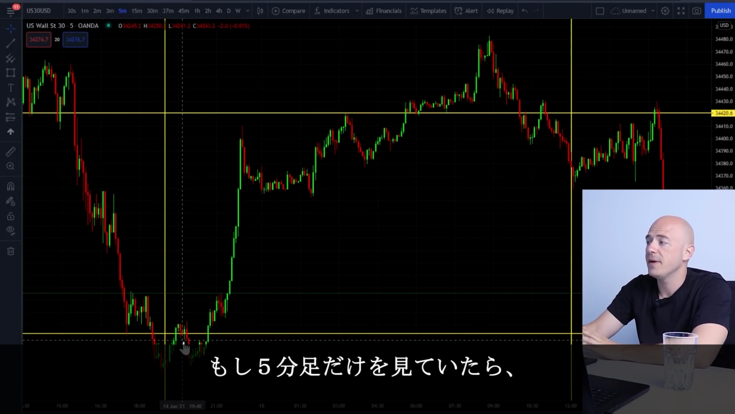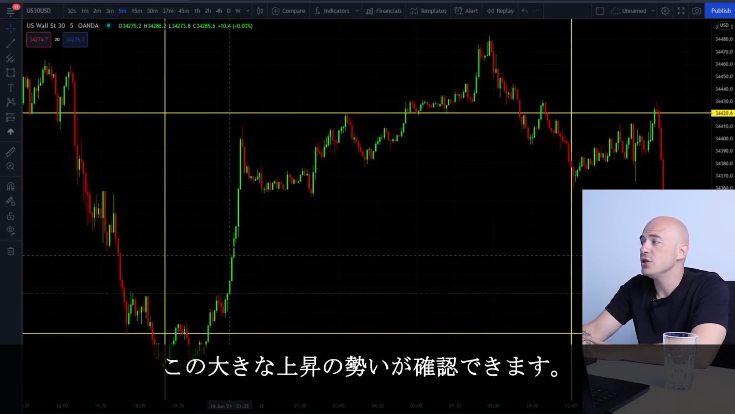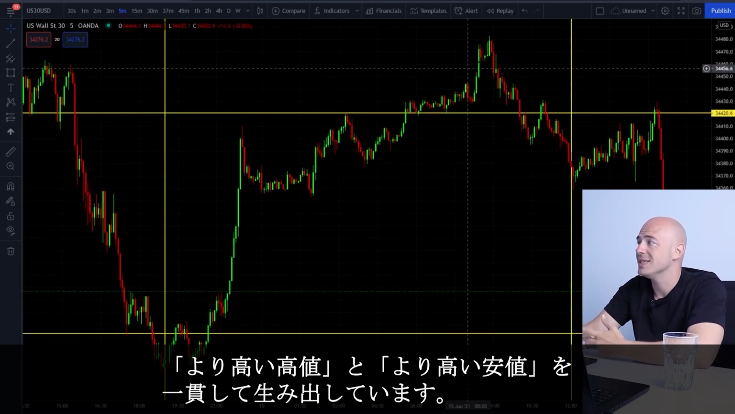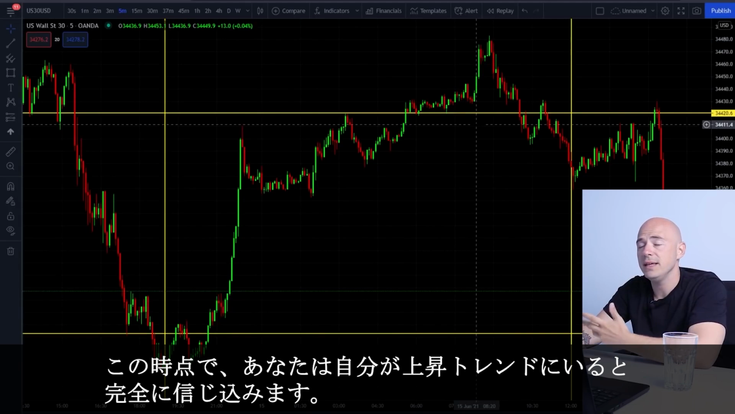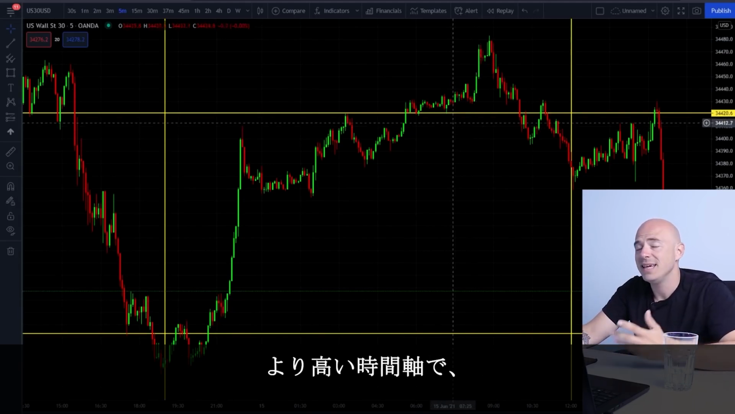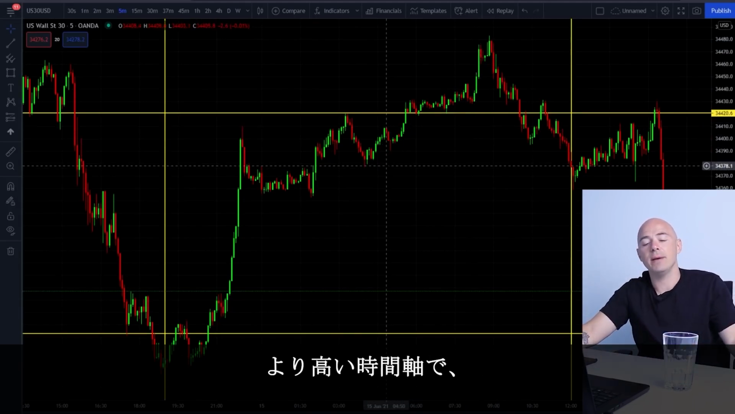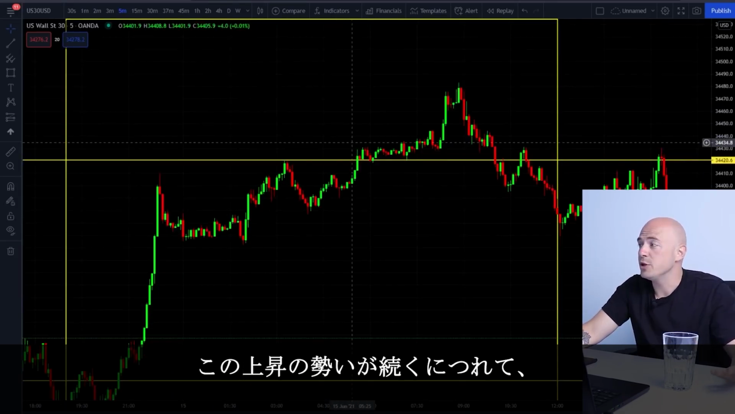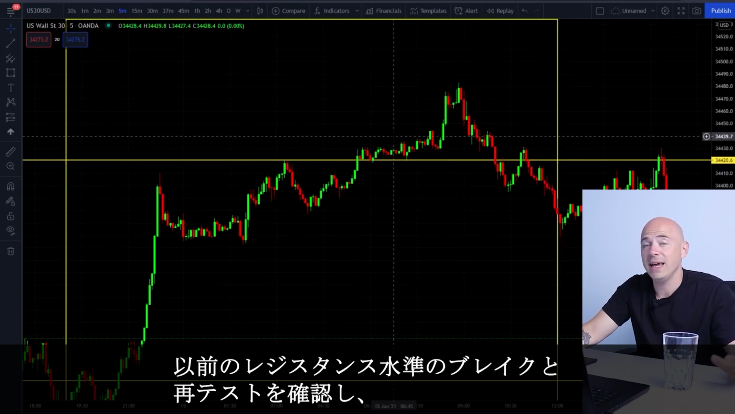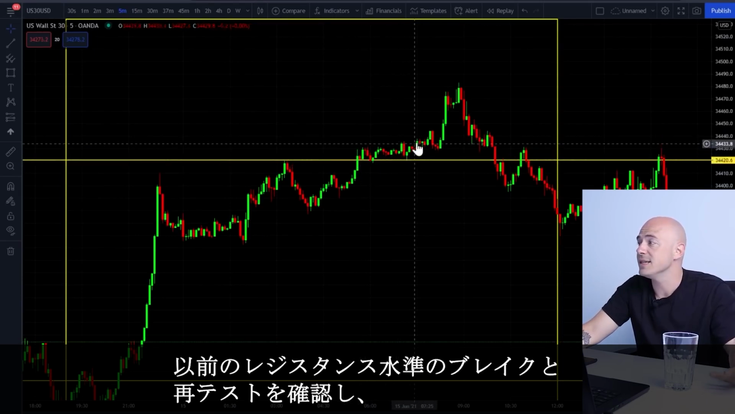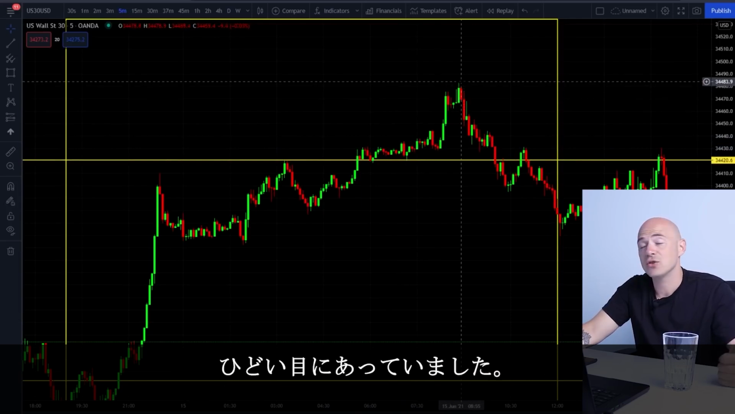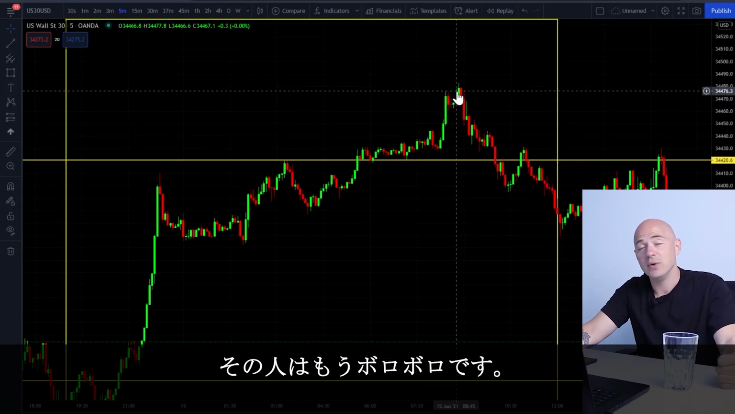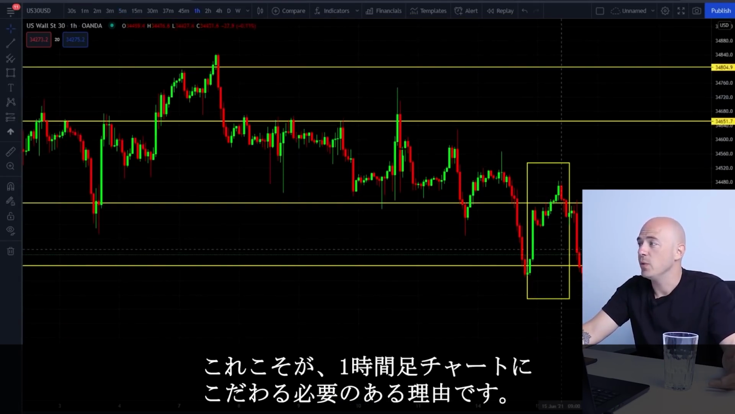If just looking at the 5-minute time frame, you can see this huge bullish momentum, creating higher highs and higher lows consistently. At this point, you completely believe that you are in an uptrend, negating the fact that on a higher time frame, we are in a very strong downtrend. So as this bullish momentum continued up, you saw a break and retest of a previous level of resistance, and you went long and you got screwed hard. If anybody watching this video went long yesterday on US 30, you got cooked. That is why you need to stick with a 1 hour chart.